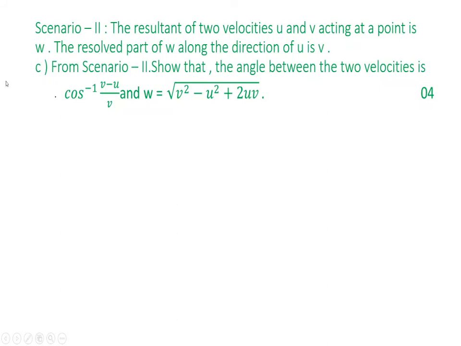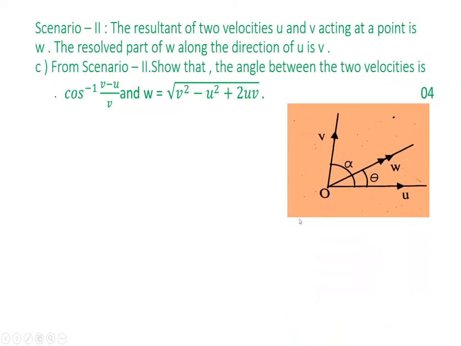From scenario 2, we solve another problem. Given that the resultant of two velocities u and v acting at a point is w, and the resolved part of w along the direction of u is v. Show that the angle between the two velocities is cos inverse of (v minus u) by v, and w equals the square root of v square minus u square plus 2uv.